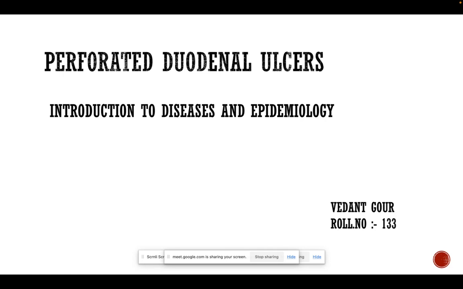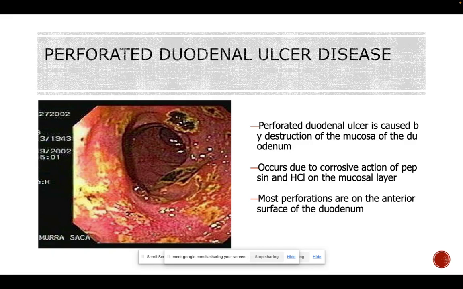Good afternoon. I will introduce the topic duodenal ulcer and the disease and its epidemiology. A peptic ulcer usually occurs when the acid in the digestive tract eats away the internal surface, that is the mucosa of the stomach and the small intestine. They create painful open sores that may bleed. The perforated duodenal ulcer is caused by the destruction of the mucosa of the duodenum. It occurs due to the corrosive action of pepsin and HCl on the mucosal layer. Most perforations are on the anterior surface of the duodenum.